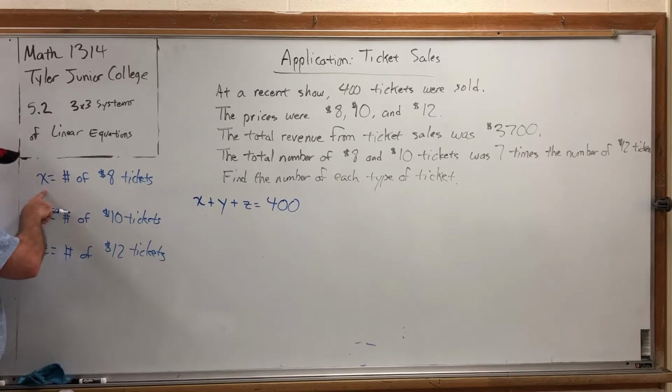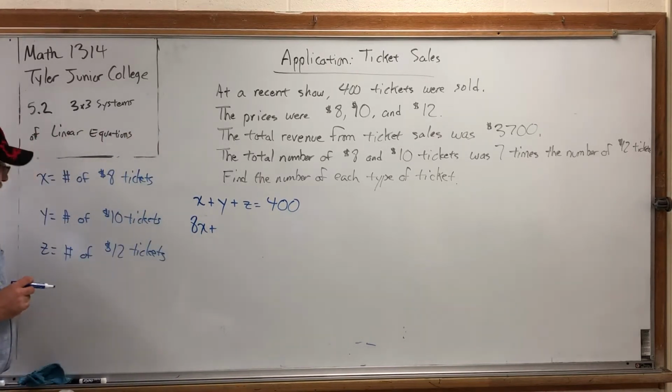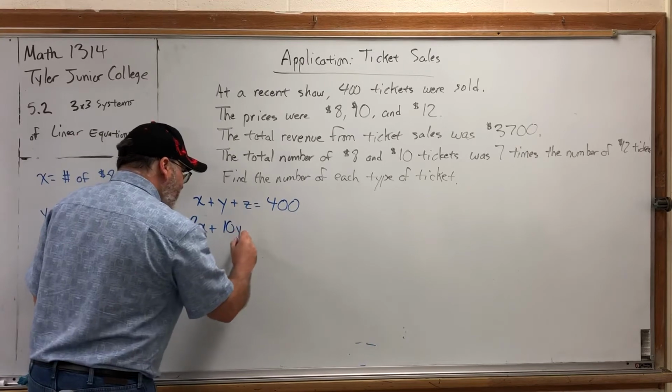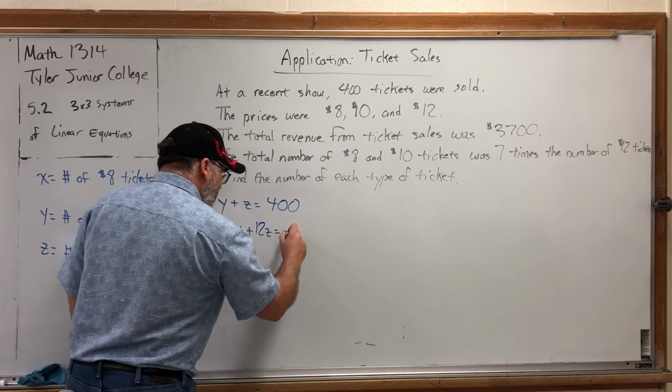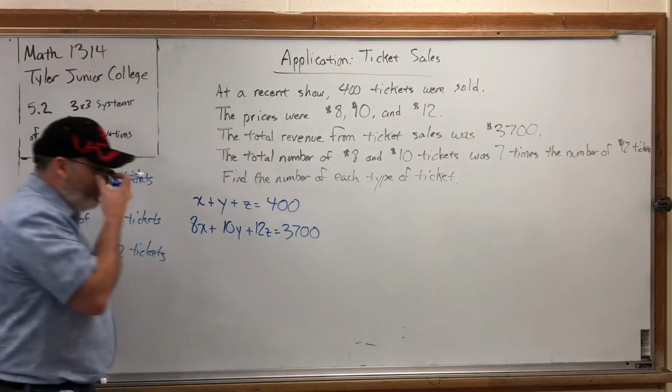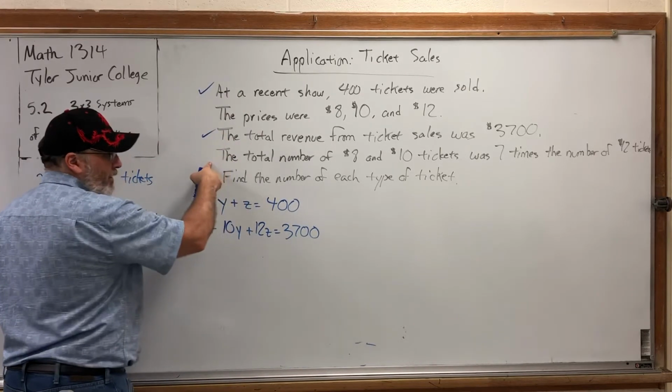However many $8 tickets we sold, if we multiply by 8, that tells us how much money we brought in. For example, if we sold 10 $8 tickets, 8 times 10 is $80. So in general, the revenue brought in from selling X of the $8 tickets is 8 times X. Similarly, the revenue brought in by selling Y $10 tickets is 10 times Y. And for the $12 tickets, 12 times Z. That total is $3,700. We've used this one. We've used this one, now we got to use this one.